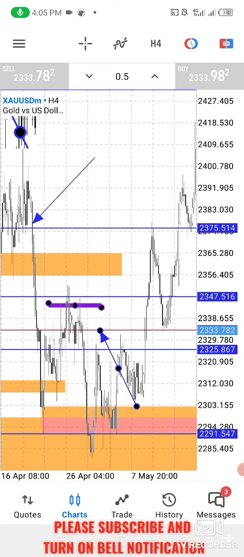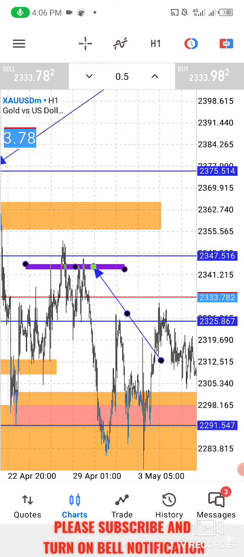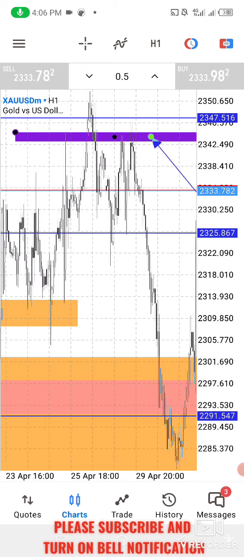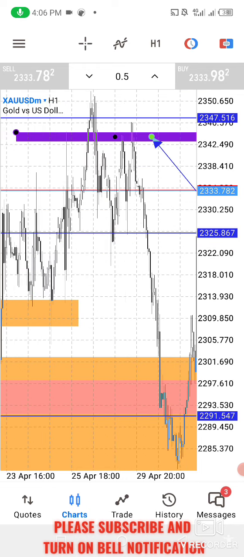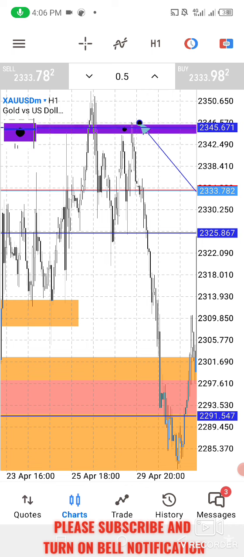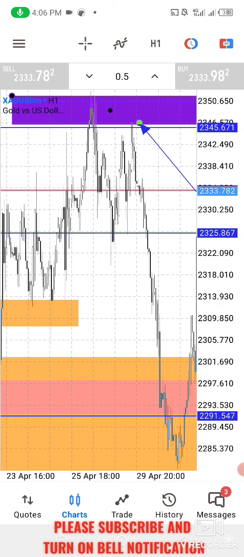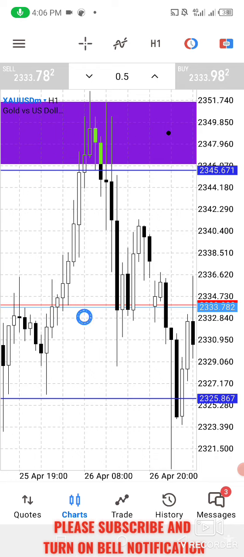So there is a neckline there. If you go to the H1, you will see that neckline. There is a neckline here. Try to identify this, and then we have a loop, where the market just struggles and breaks out. So if you check here, neckline, then the loop.